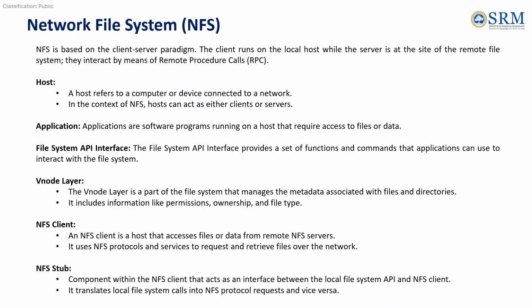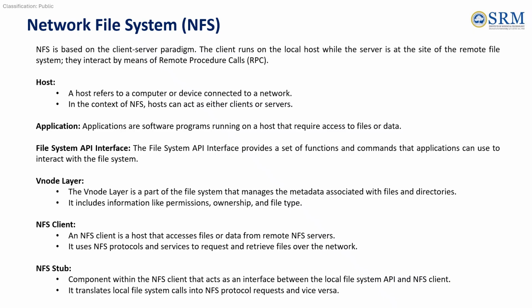Applications running on the client system may require access to shared files. These applications interact with the file system through the File System API interface, which provides functions for reading, writing, and managing files. Next comes the vNode layer. This layer manages metadata associated with files and directories, including permissions, ownership, and file types.